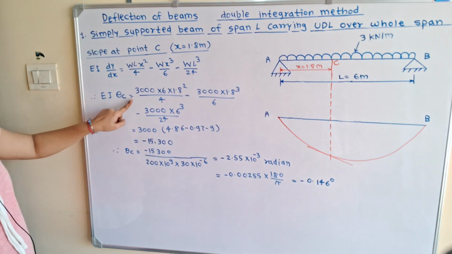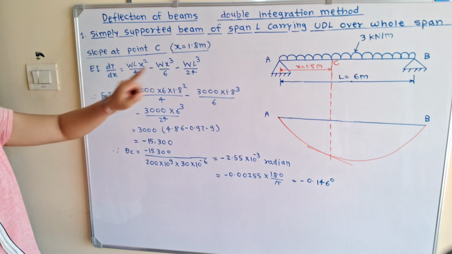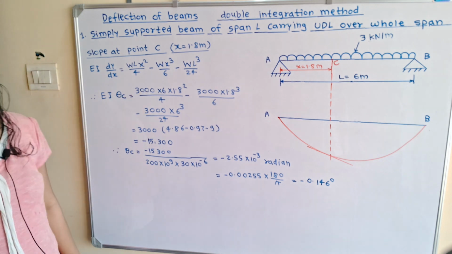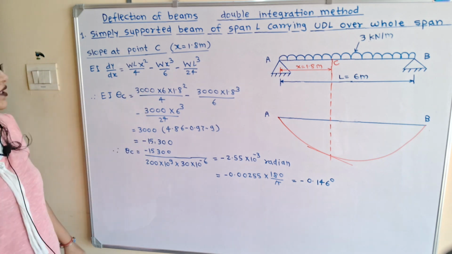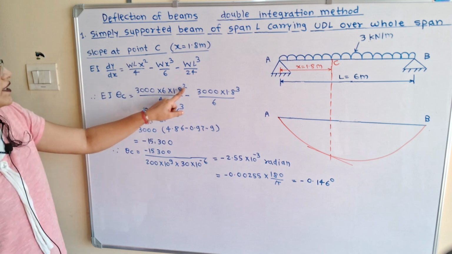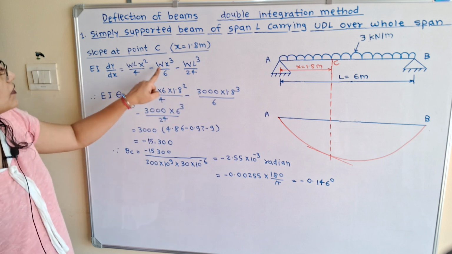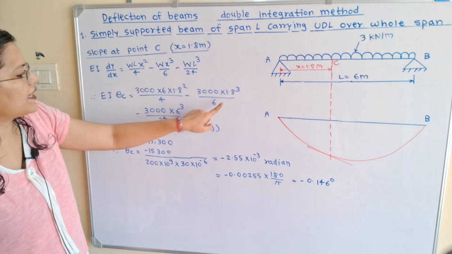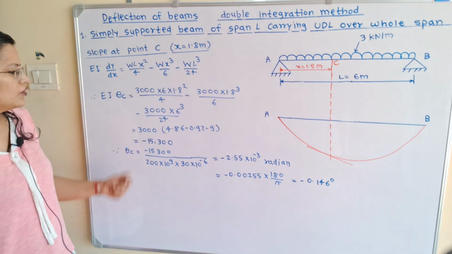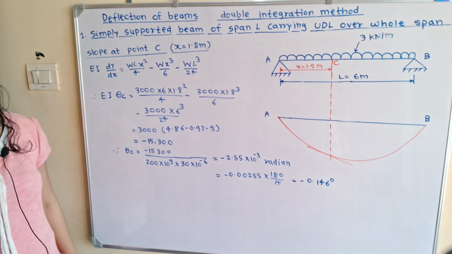So EI theta c is equal to WLx^2/4 minus Wx^3/6 minus WL^3/24. W is known, 3 kilonewton, so we will write here 3000 Newton per meter. L is 6, x square, that is 1.8 square, divided by 4, minus W, that is 3000, 1.8 cube by 6 minus WL cube by 24. When we solve this, we will get minus 15,300.